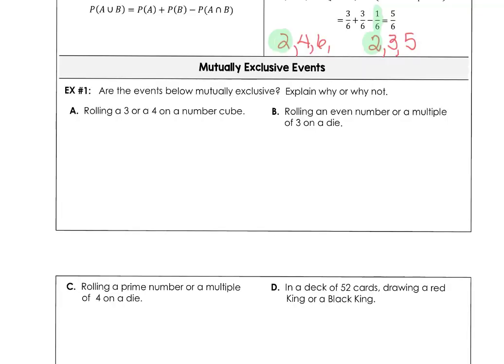Now let's go on to example 1. Are the events below mutually exclusive, and explain why or why not? So in A, we want to roll a 3 or a 4 on a number cube. So rolling a 3 is different than rolling a 4. We could say, yes, these are mutually exclusive, and the reason why is rolling a 3 is different than rolling a 4.